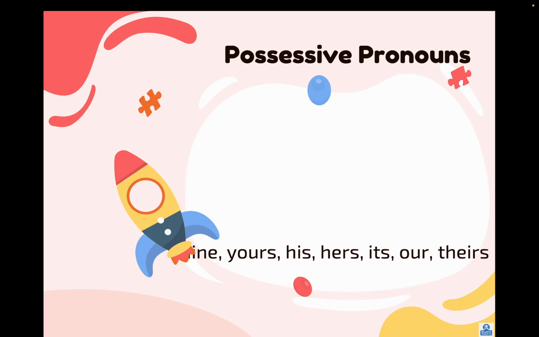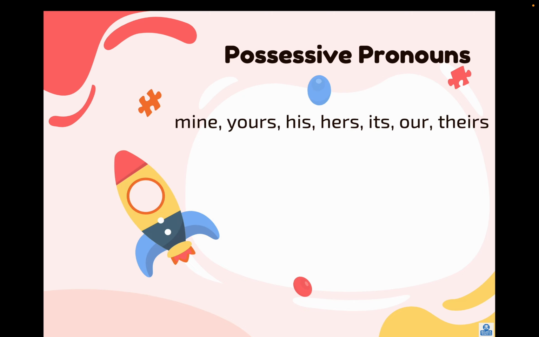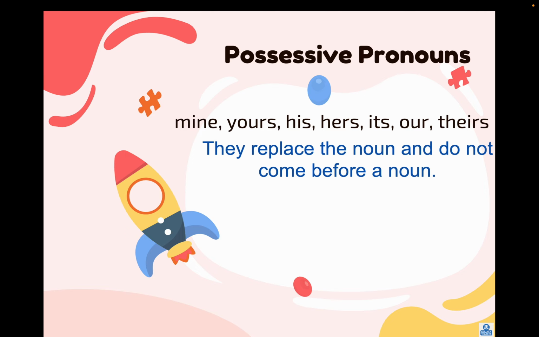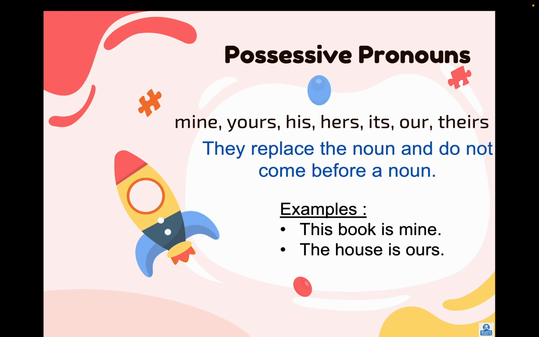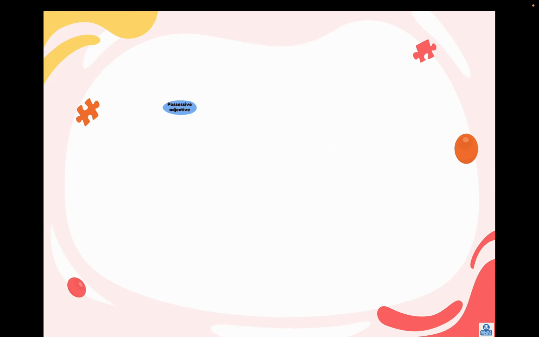Whereas possessive pronouns, here are some examples: mine, yours, his, hers, its, ours and theirs. They replace the noun and do not come before a noun. Examples: this book is mine, the house is ours. So here mine and ours are possessive pronouns. As you can see, there is no noun after the word, that is, after a possessive pronoun there is no noun, so it is a possessive pronoun.